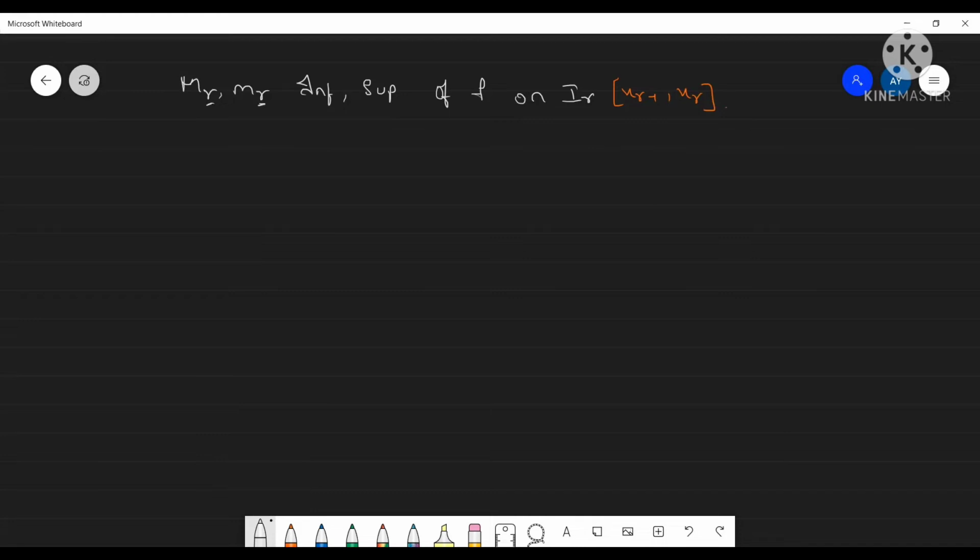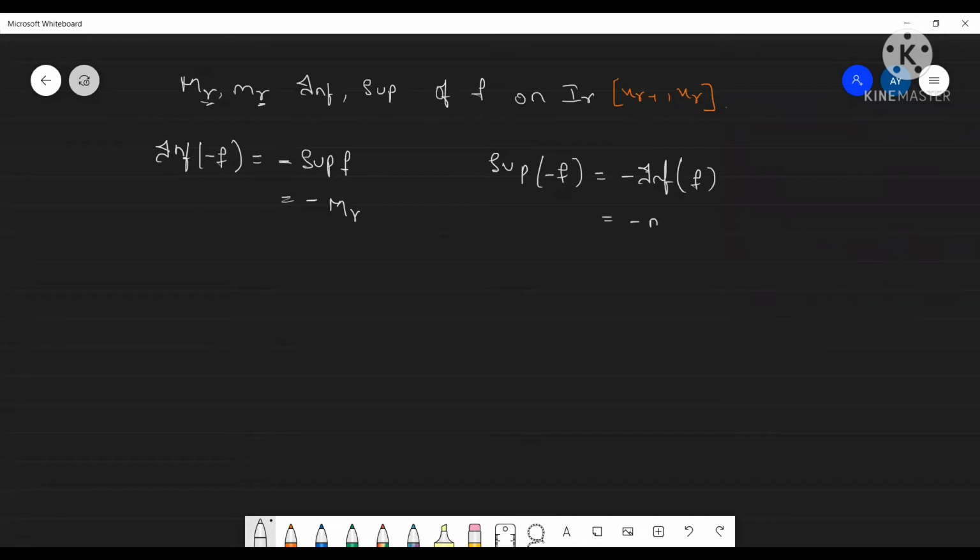Next, how will we define minus f and f? Infimum of minus f is equal to minus supremum of f. What is supremum? Capital M_r. So infimum of minus f equals minus capital M_r. Supremum of minus f will be equal to minus infimum of f. So what is this? Minus small m_r.